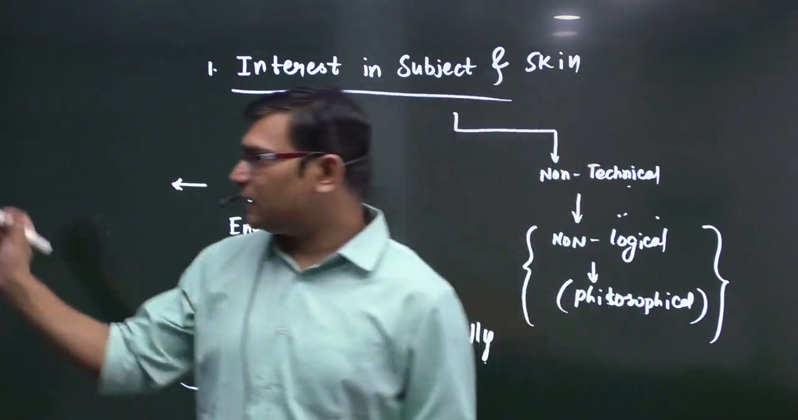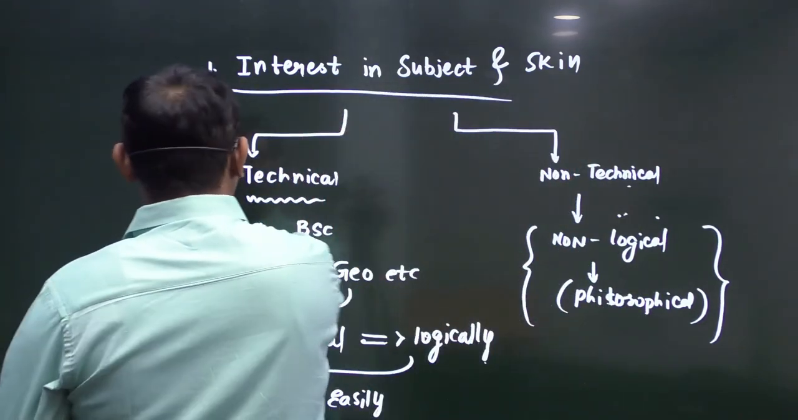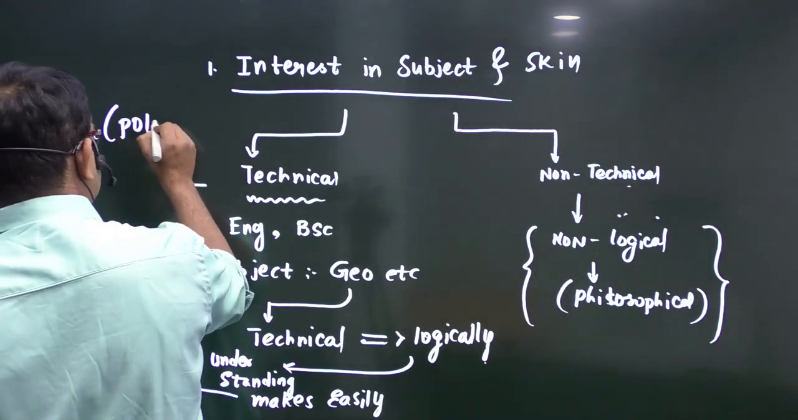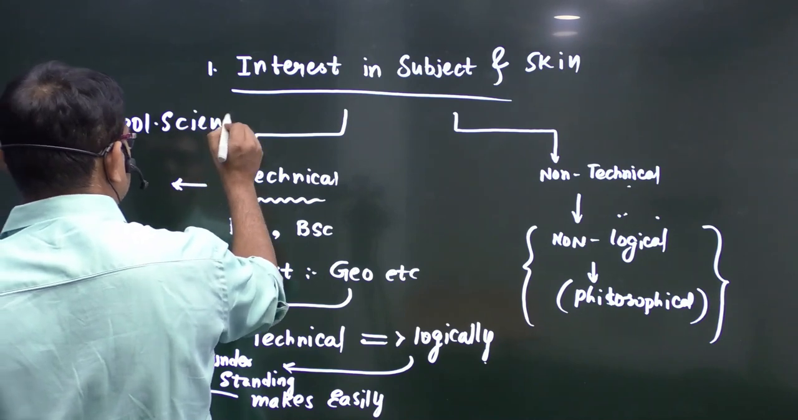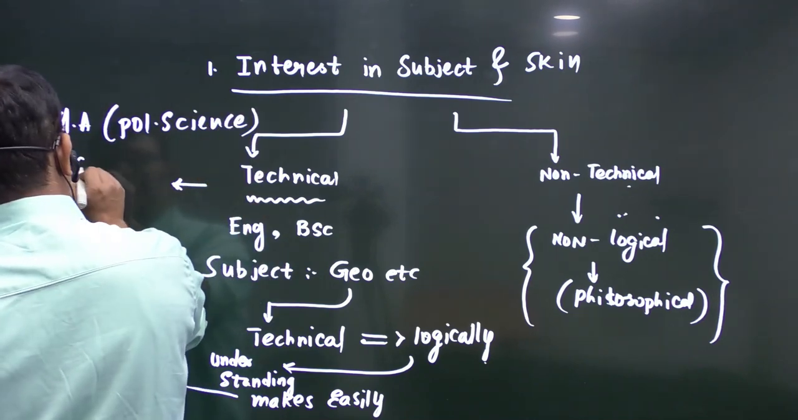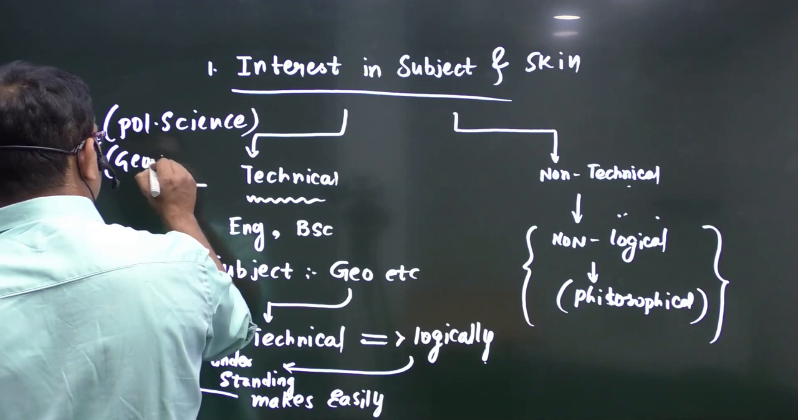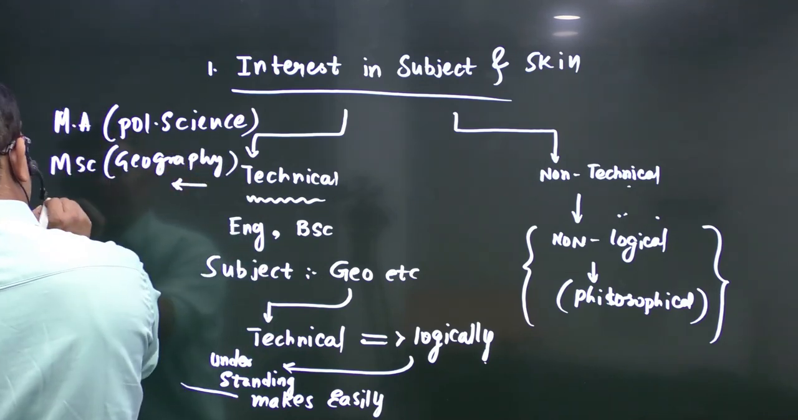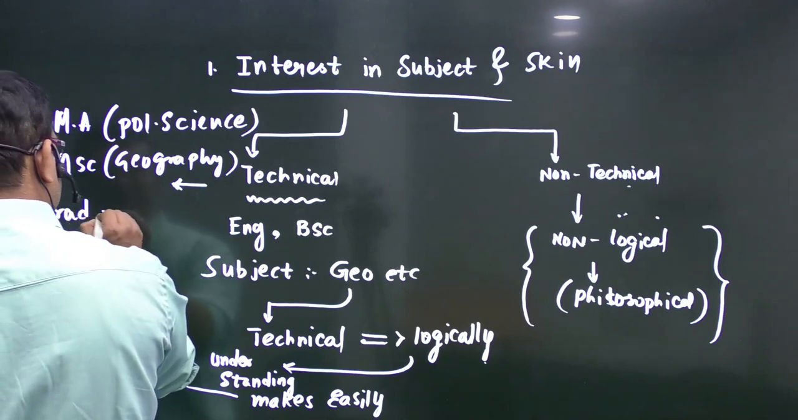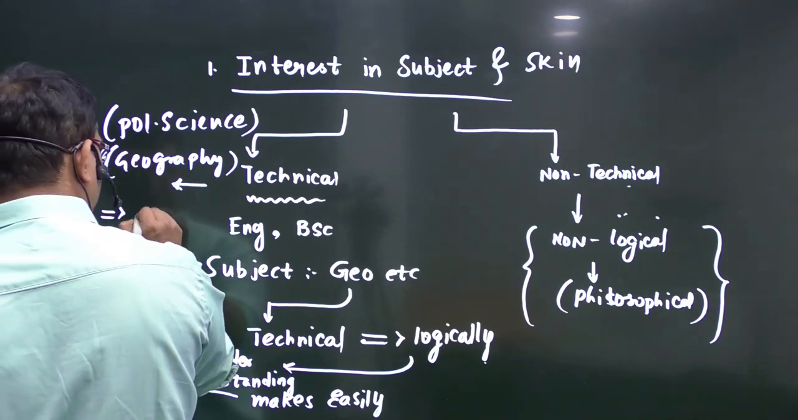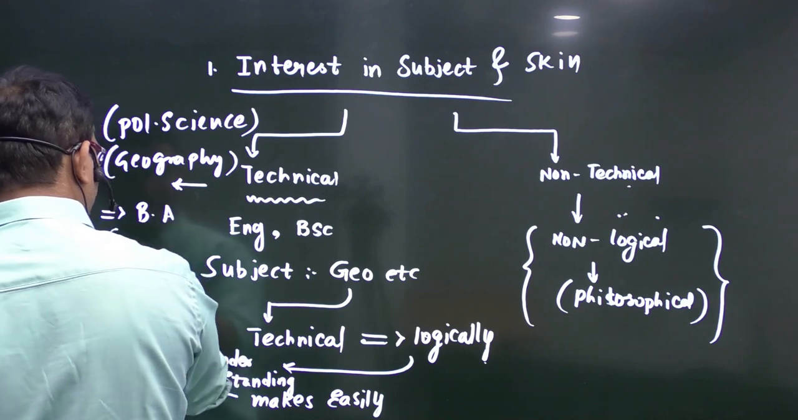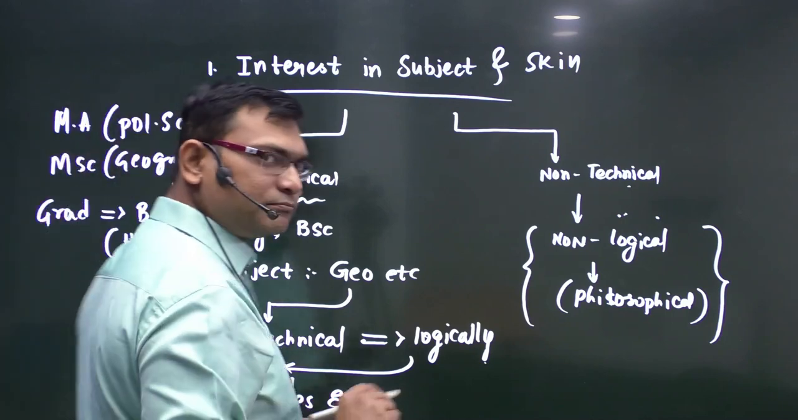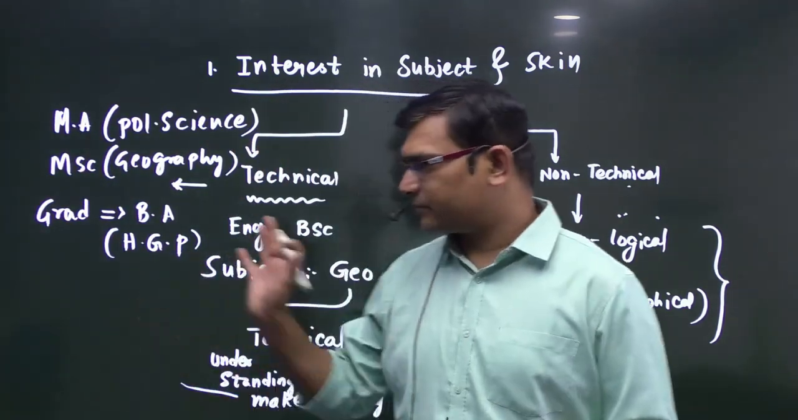For example, I have done MA Political Science. Or I have done MSc Geography. Or at my graduation level, I have done a BA in History, Geography and Public Administration or Political Science, something like that, right?